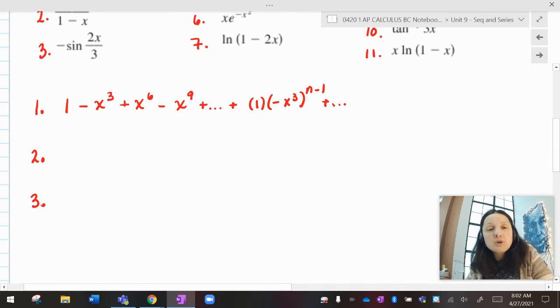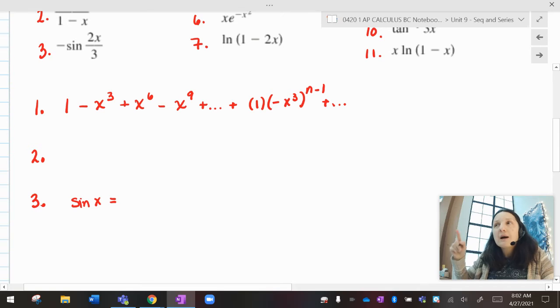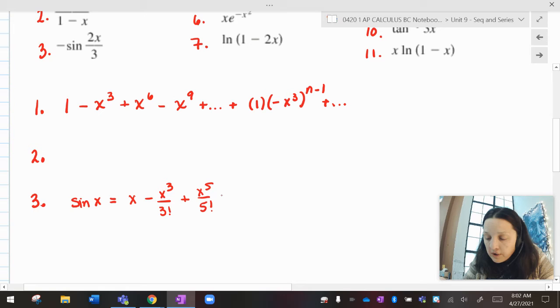Well, here's what I'm going to do. If I need to modify a series, I'm going to write out the original and then change what needs to be changed. So sine x, okay, so my series for sine x, well, sine is an odd function, so it has odd powers. So that's x minus x cubed over 3 factorial plus x to the 5th over 5 factorial minus x to the 7th over 7 factorial.